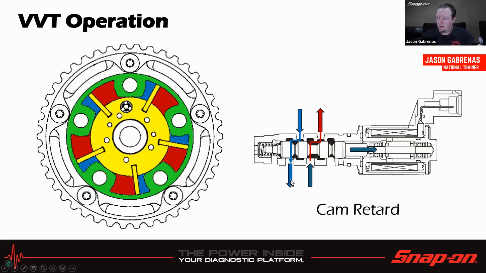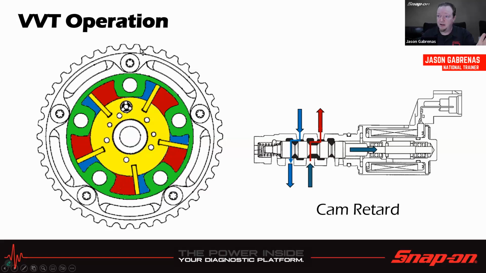So the oil comes out on the blue side, and then it'll be going back in on that red side there. So it's going to be supplied through the middle, and then just depending on which way that spool valve goes, it's either going to go through the one side of the chamber or the other side of the chamber, and then it is going to advance or retard the cam accordingly.